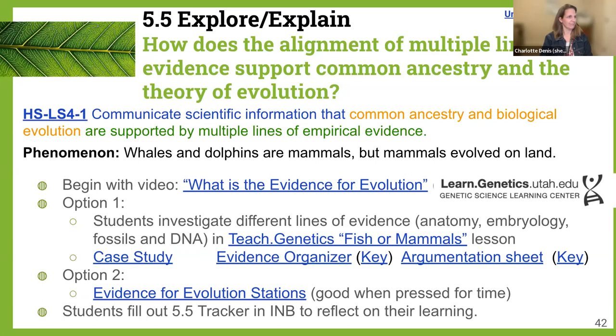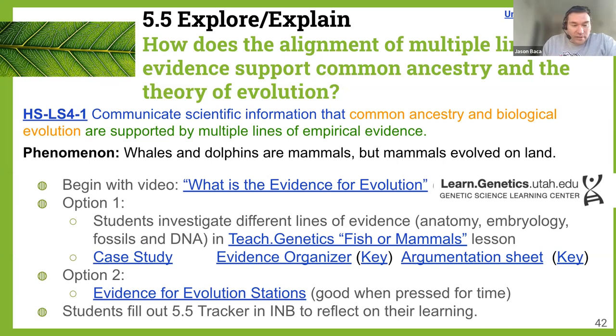Yeah. So we go over and we talk about the evidences for evolution. Obviously, evolution has been something that can be controversial. So you kind of have to go in there with what a theory is and how that all works, and where the evidence for evolution is coming from. And so there is a video that we start with called What is the Evidence for Evolution? So we just kind of hit it right off the bat.